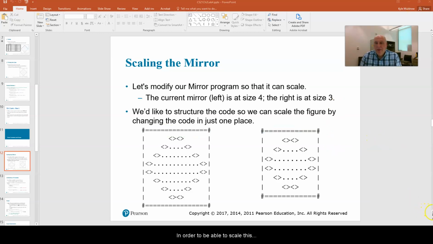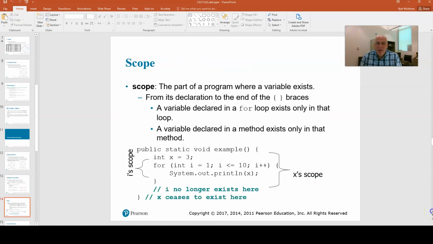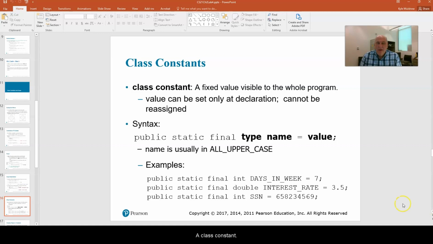In order to be able to scale this, we are going to use a class constant. The way you define a class constant in Java is you use the keyword public, then static, and then this keyword final. That is what tells the compiler this is a constant instead of a variable. You must still give it a type, you must give it a name, and then it must be set to some value. Here you see 3 examples of that.